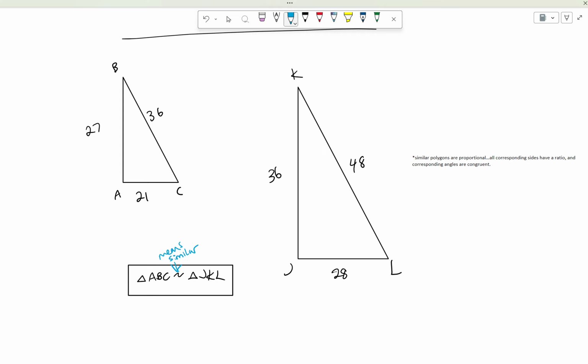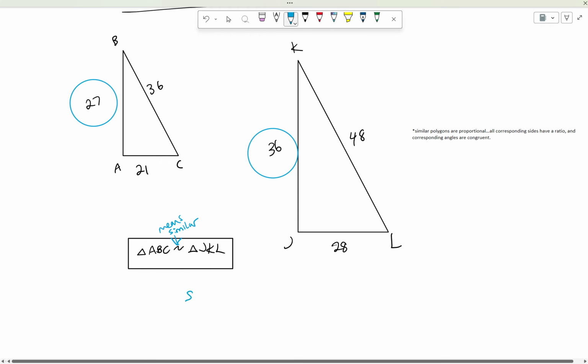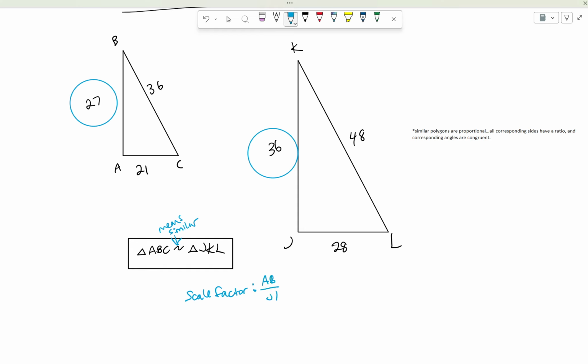Now, the similarity statement, like a congruence statement, gives you your corresponding parts. For example, AB and JK correspond to each other. So AB is 27, JK is 36. This is how I'm going to get my scale factor for each of these. The scale factor works as follows: AB to JK is going to be the same proportionally as BC, second and third letters, to KL, which also gives me AC to JL.